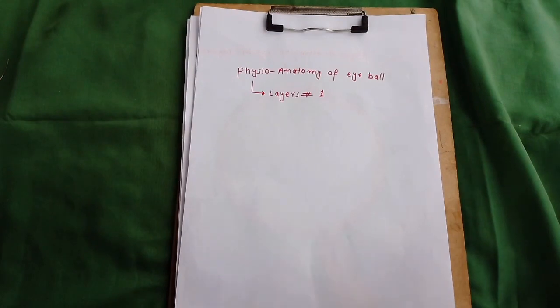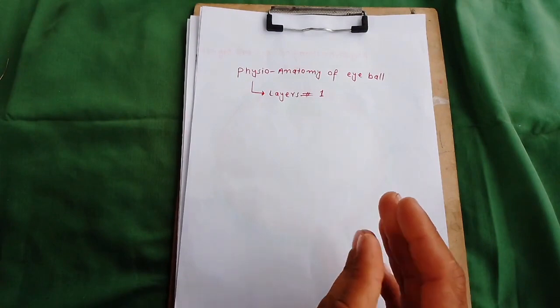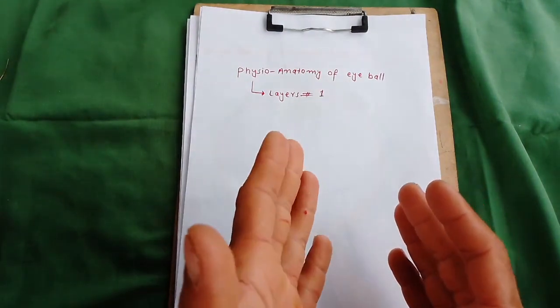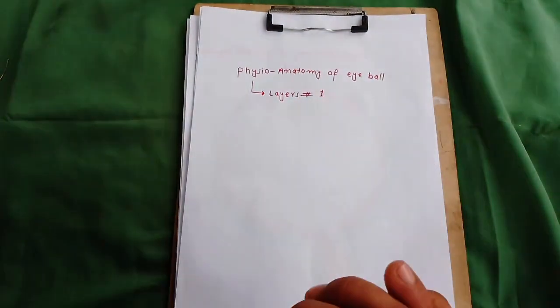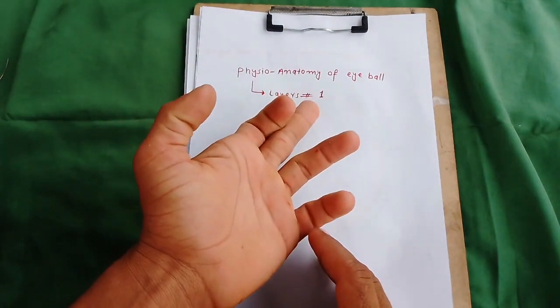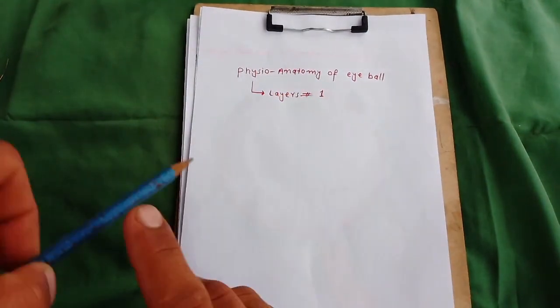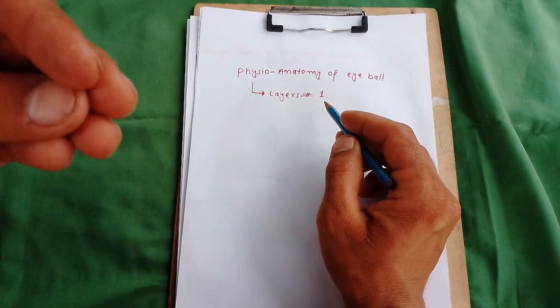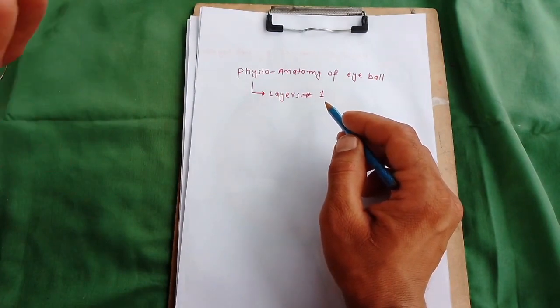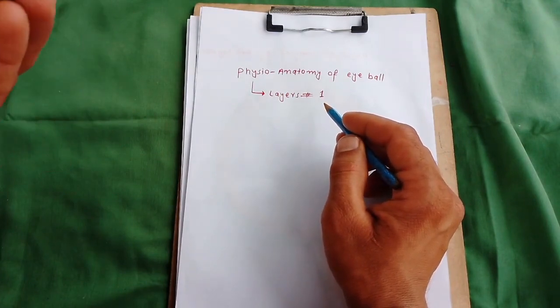Bismillahirrahmanirrahim. Today we are going to talk about the physical anatomy of the eyeball. What is the anatomy of the eyeball? What is the physiology of the eyeball? And this is lecture number 1. In this lecture, I will discuss the three layers of the eyeball: outer layer, middle layer, inner layer.